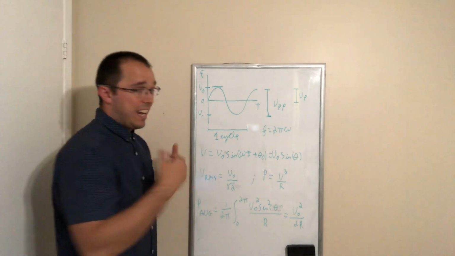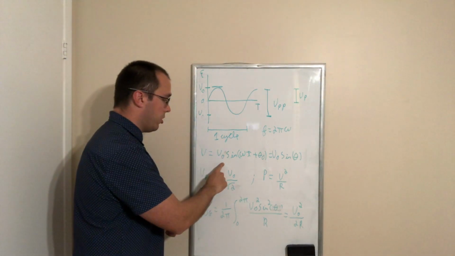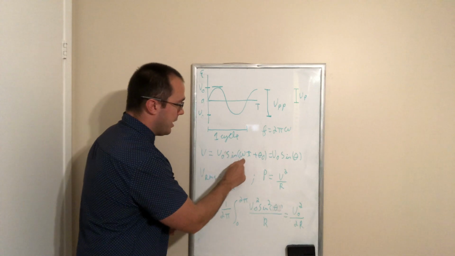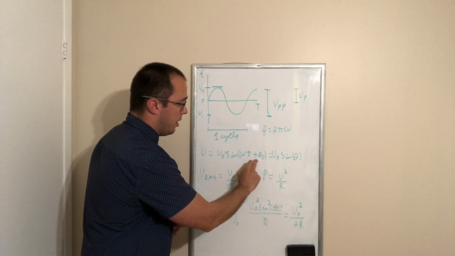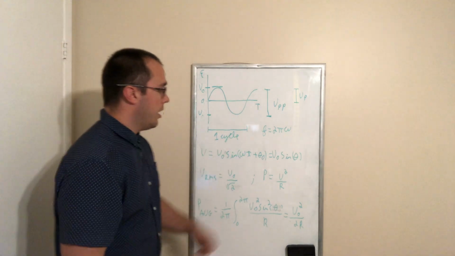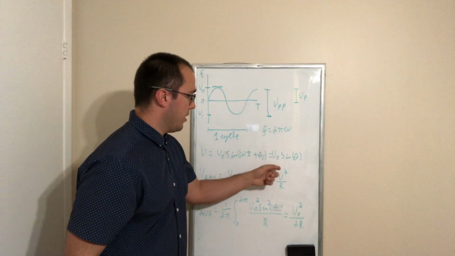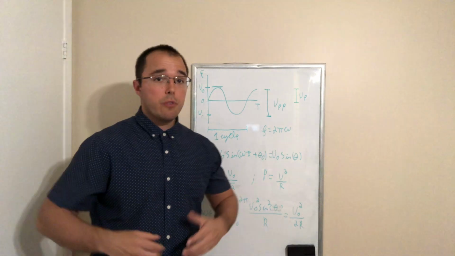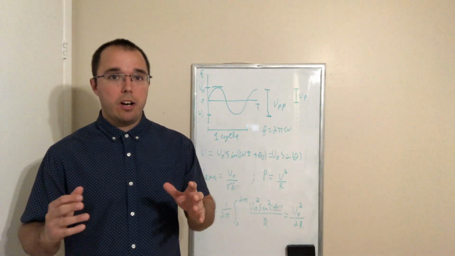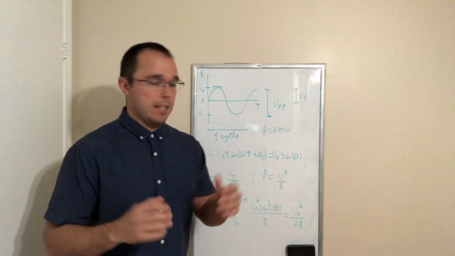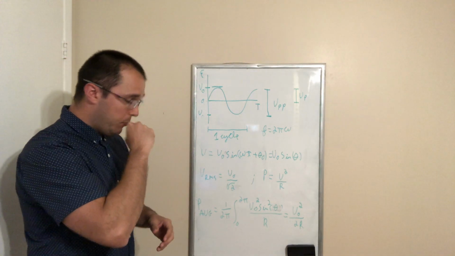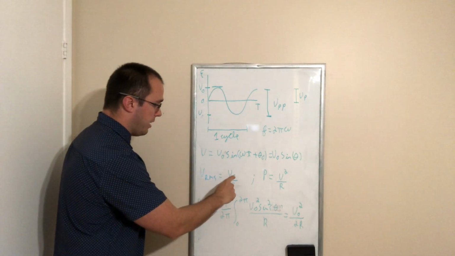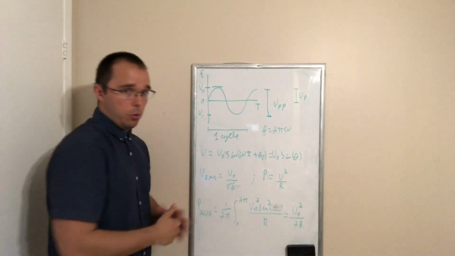So the voltage at any point in time is equal to the peak voltage multiplied by sine of omega t plus the original angle, which is the peak voltage sine of theta in this case. Now another value that we will be using quite often is the voltage RMS. So the voltage RMS is equal to the peak voltage divided by square root of 2.